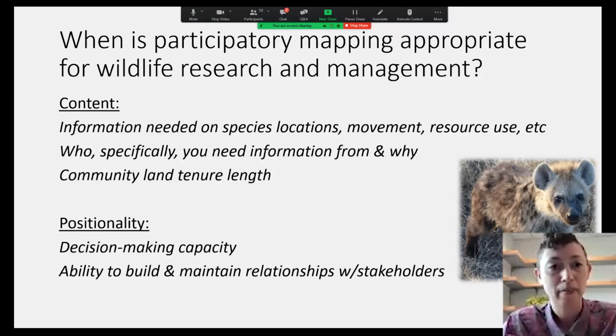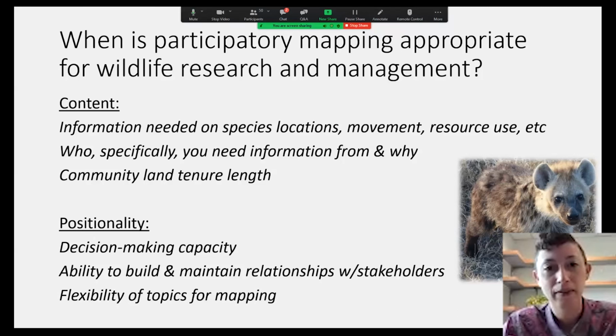You should also be thinking about your ability to build and maintain relationships with stakeholders. So are you able to go out into the field for a long enough period of time to build trust and maintain relationships? Are you from the place where you're doing the participatory mapping, or are you new there? All of these questions you should be asking yourself.